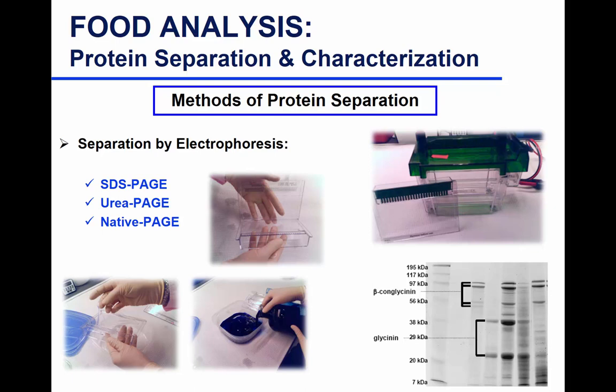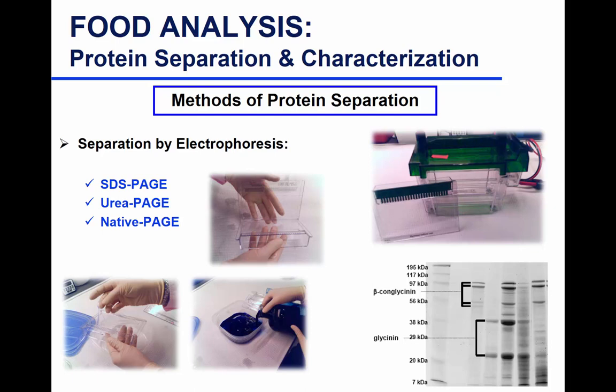Urea PAGE is a different type of gel where you use urea in the formulation, and this separates protein based on size and charge ratio. Native PAGE, which is also a common form, you don't disturb the protein. The protein separates, you don't denature it, you don't change its charge. The protein separates based on size, charge, and molecular weight, so it will just separate as is.